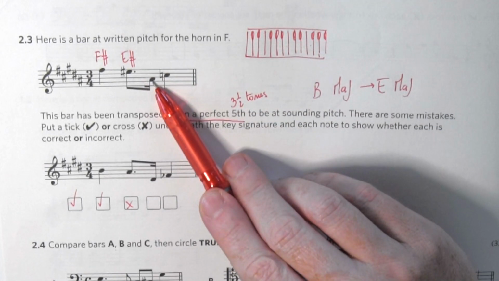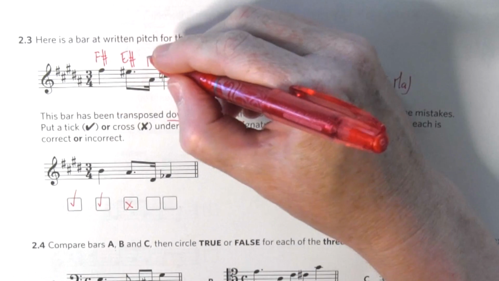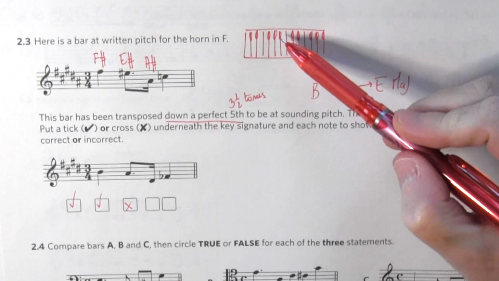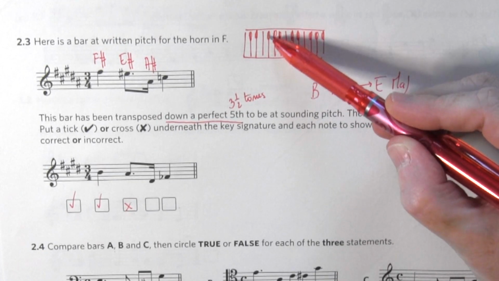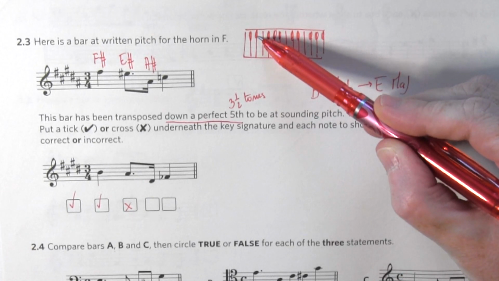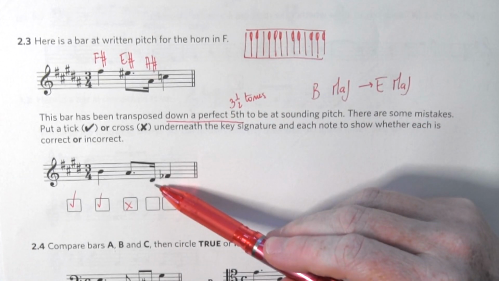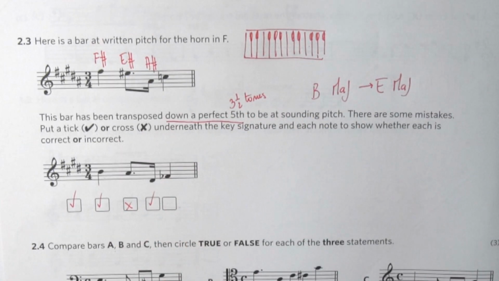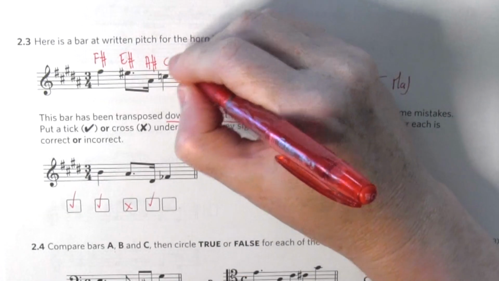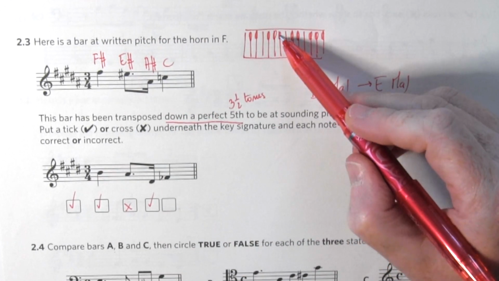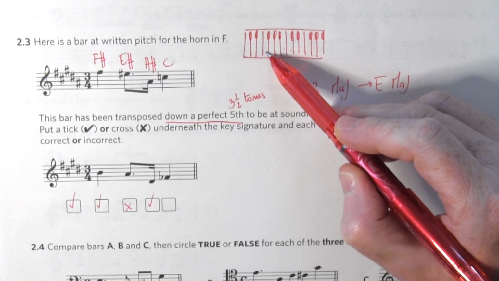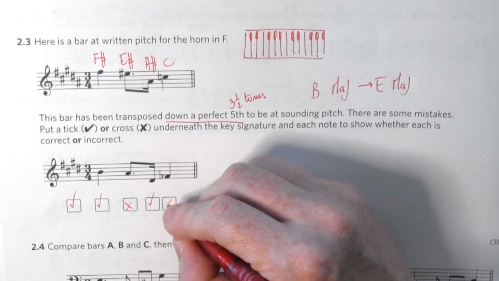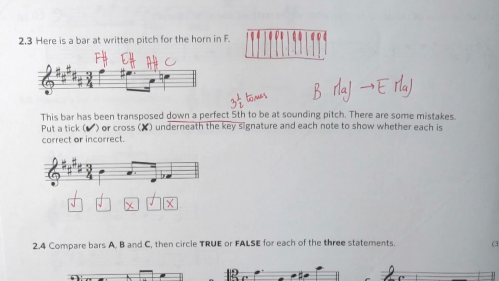Next one, La sharp, because this is sharp. A sharp minus 3.5 tones. 1, 2, 3.5. It's D sharp. And this is also D sharp, so correct. Last one, Do. Let's do it. 1, 2, 3.5. It's F, not F flat. So this is incorrect. Done.